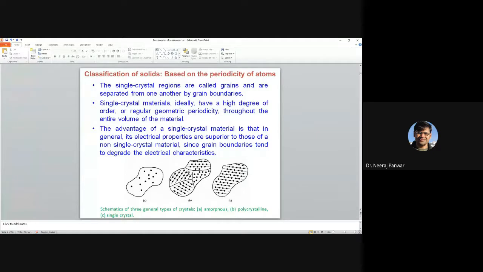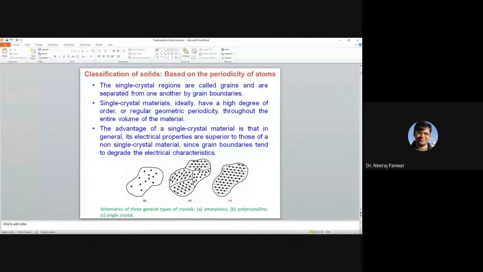Other thing you see, because in polycrystalline materials we have different regions of different orientation. So polycrystalline materials or these amorphous materials, they are isotropic in nature. If you measure any physical property, for example, electrical conductivity or magnetization, it is same in x direction, it is same in y direction, it is same in any other direction. That's why we say they are isotropic in nature.